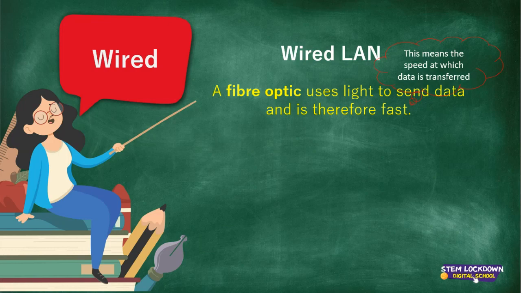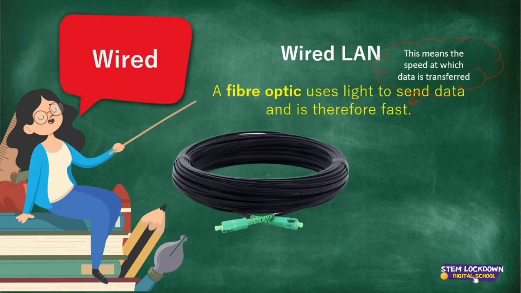So a fiber optic cable is more like a UTP cable, but when it transfers data, it uses light, right? Therefore, it is fast. Now, a fiber optic cable looks more or less like what we have there, right? And this is a close-up of how the fiber optic cable looks, all right?